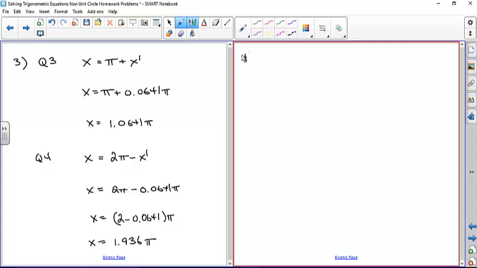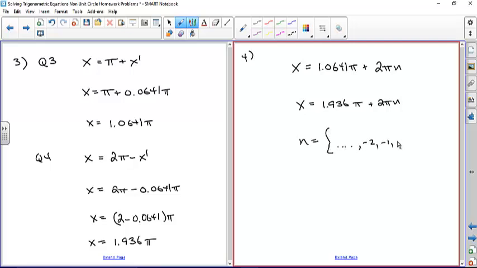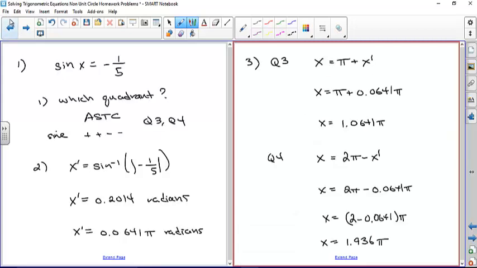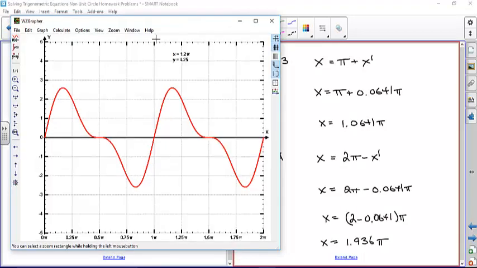And then to find all solutions, I take my third quadrant solution and I add 2 pi times n. And for my fourth quadrant solution I add 2 pi times n, where n is an integer between negative infinity and positive infinity. And we'll double check this, as I always do with these problems, especially since I made this up, so I'm really going to double check it.